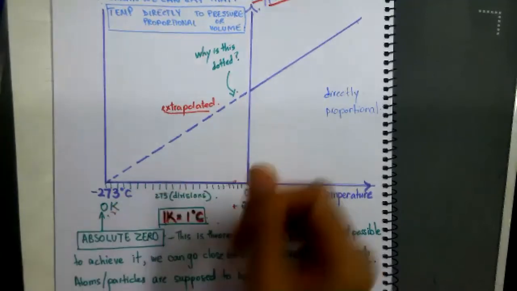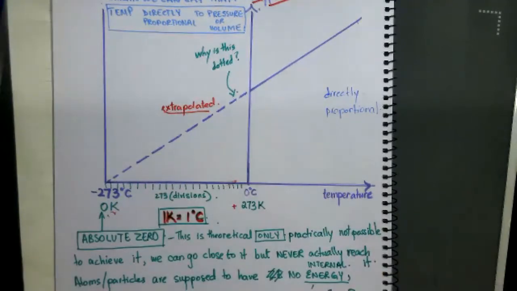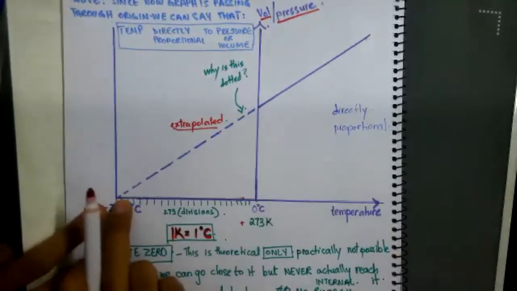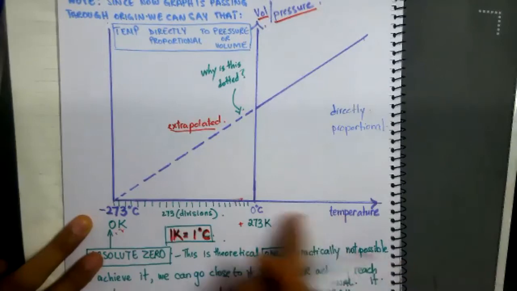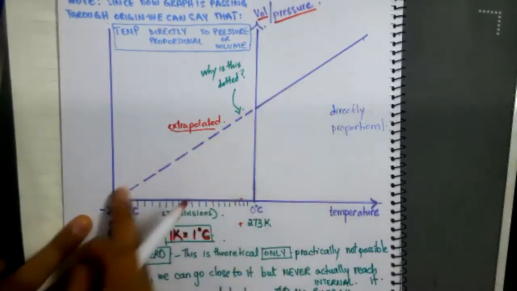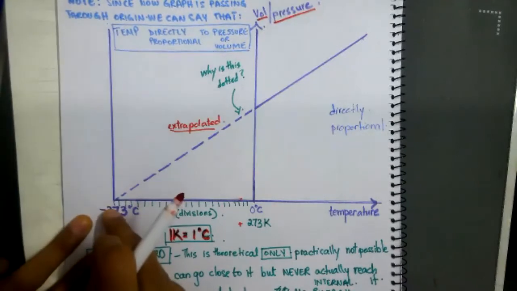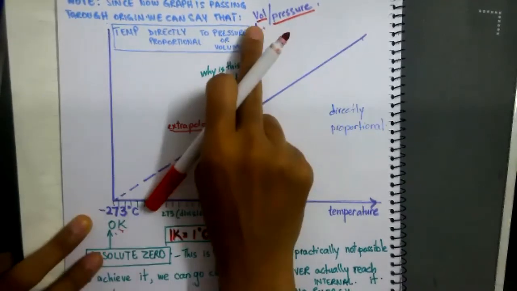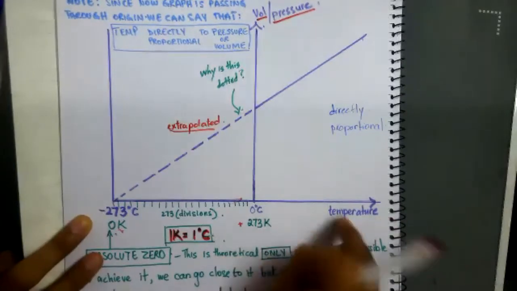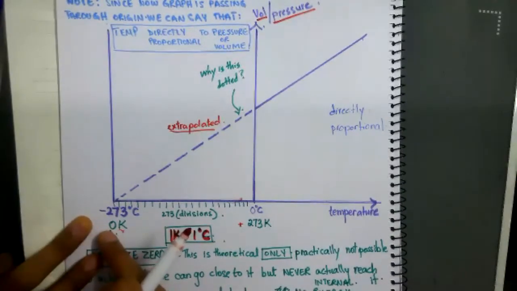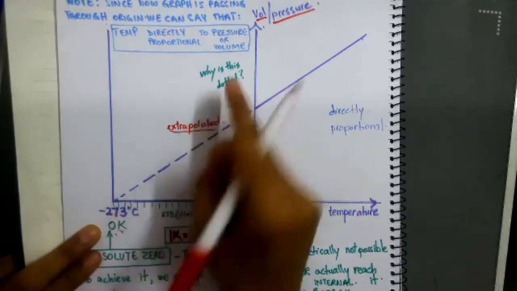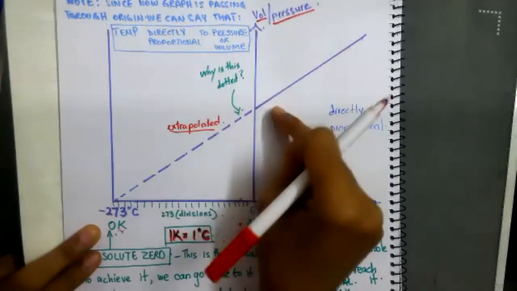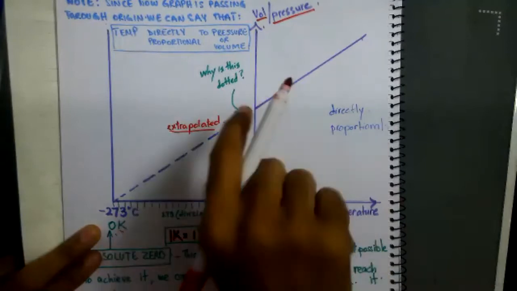Okay, another thing before I take a question from you, Nabil. Now, since the graph is touching the origin when we take temperature in Kelvin, we can say that pressure and volume of a gas are directly proportional to the temperature in Kelvin. Now, because the graph is passing through the origin, we can say that the volume or pressure of a gas is directly proportional to temperature, but in Kelvin.